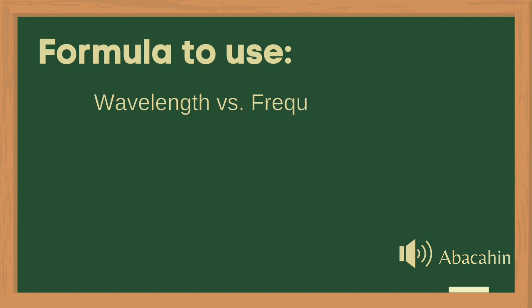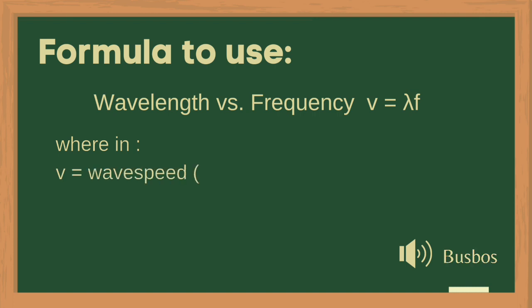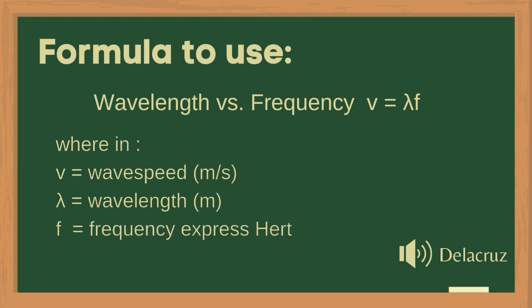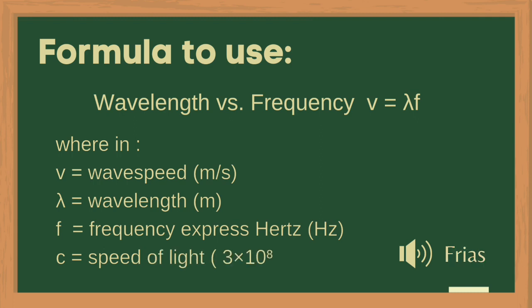Formulas to use. First equation: wave speed is equal to wavelength over frequency. Wave speed is symbolized by a small letter v and is expressed in meters per second. Wavelength is symbolized by lambda and is expressed in meters. Frequency is symbolized by a small letter f and is expressed in hertz, or in symbols, Hz, written as a capital H and small z.